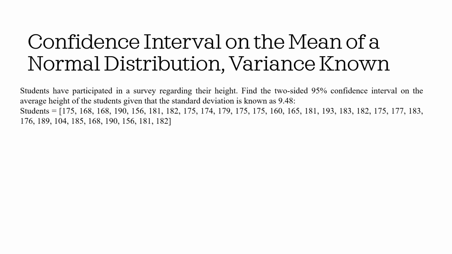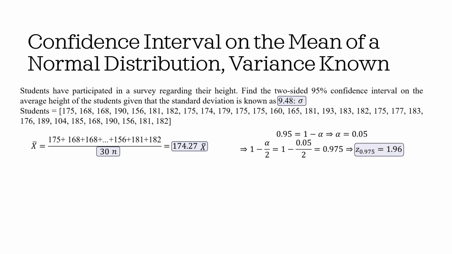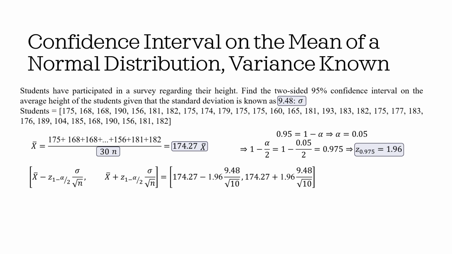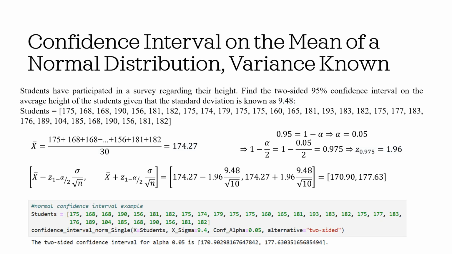We can do this either by hand or by using Python functions. If we want to find the interval by hand, we need to have the population variance, find the sample mean and sample size based on the given sample, and use Python or normal tables to find the z-value. By plugging in these values, the confidence interval would be an interval starting at 170.90 and ending at 177.63. Alternatively, we can load the confidence interval norm single function and pass its arguments, such as the dataset, standard deviation, confidence alpha level, and the type, to get the confidence interval.